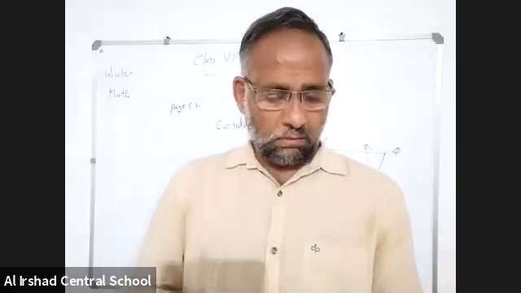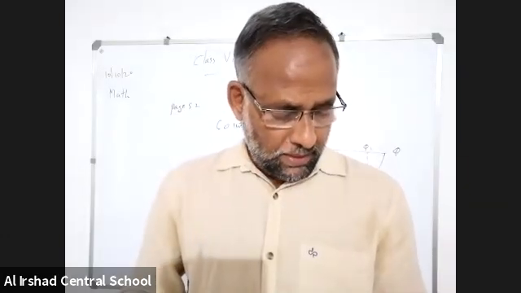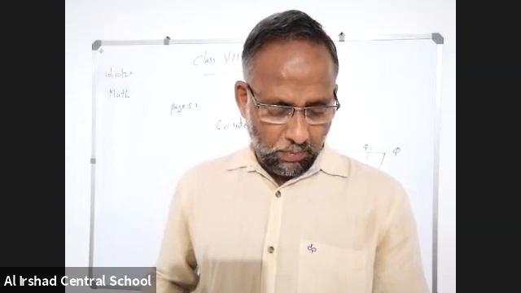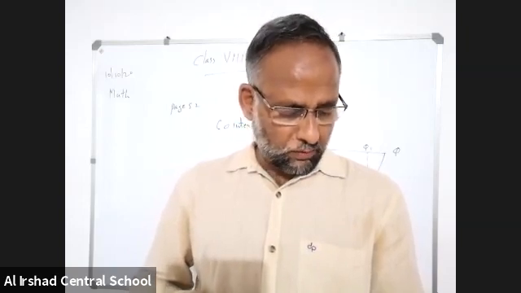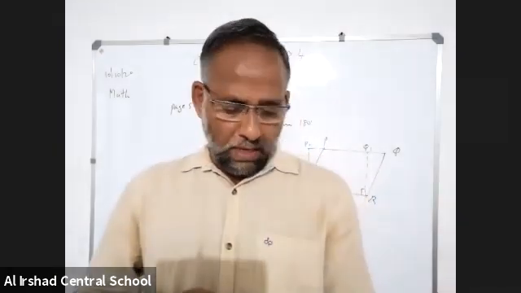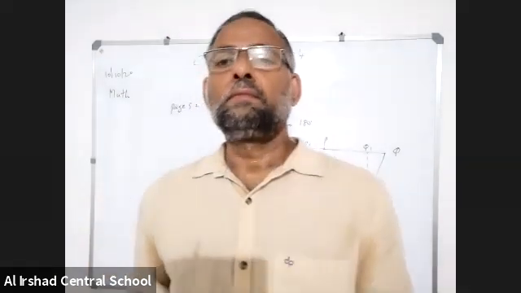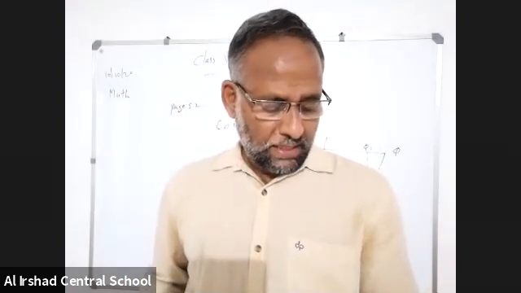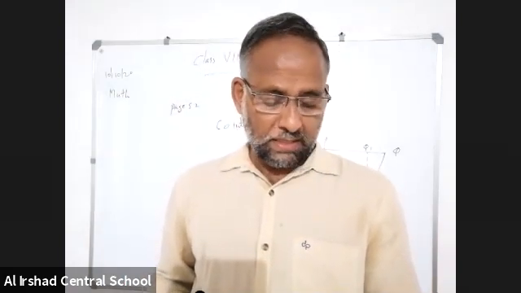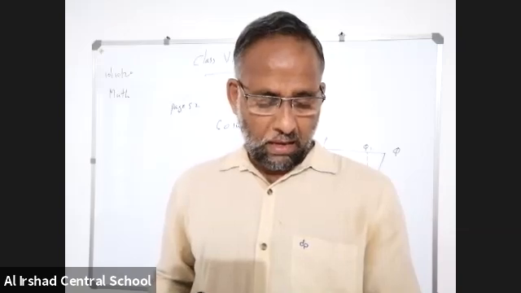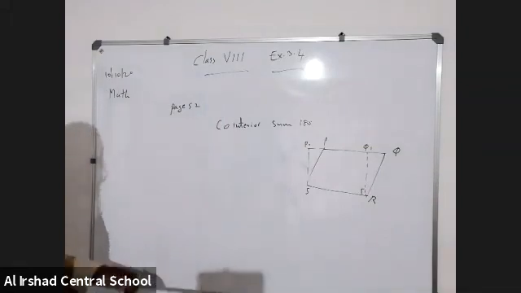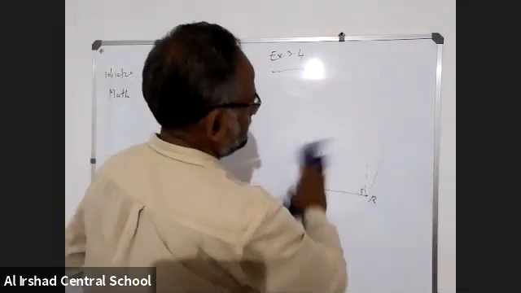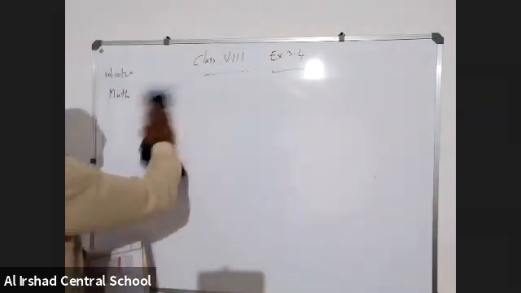Now the sixth one. ABC is a right angle triangle and O is the midpoint of the side opposite the right angle. Explain why O is equidistant from A, B, and C. See the figure. ABC is a right angle triangle. All of you draw the figure.